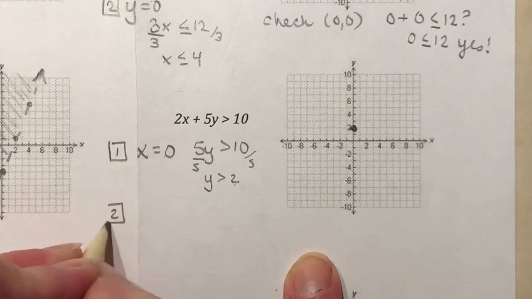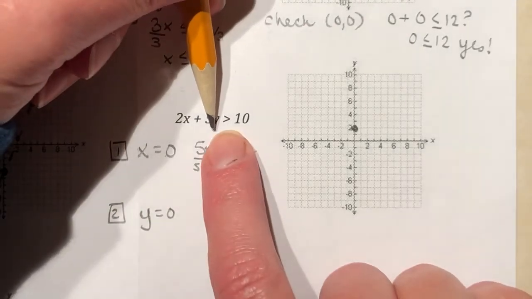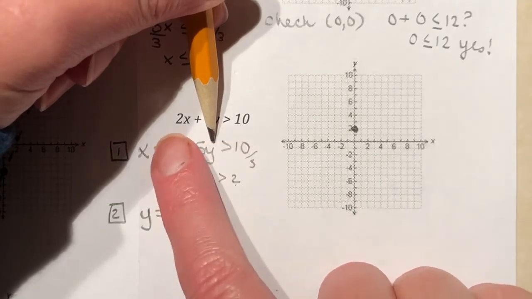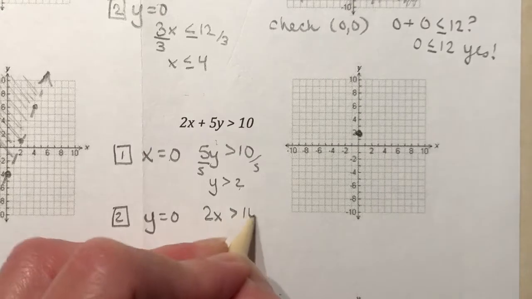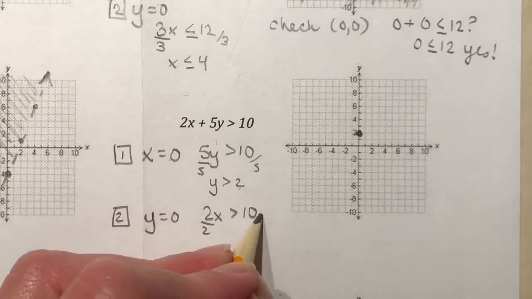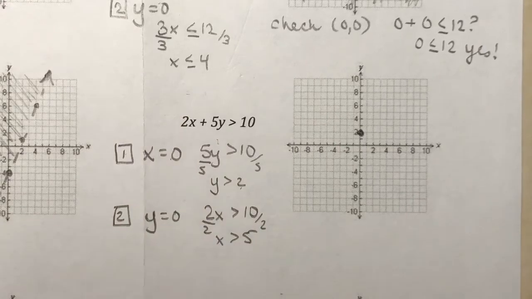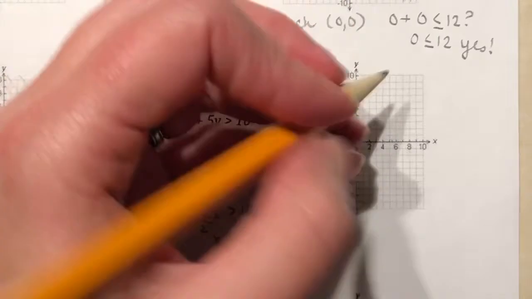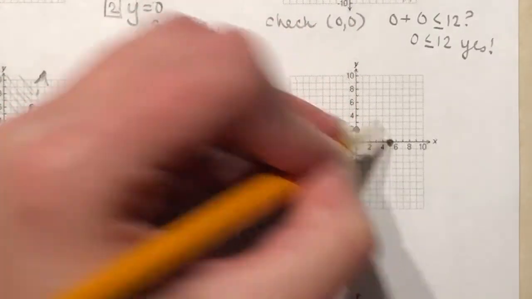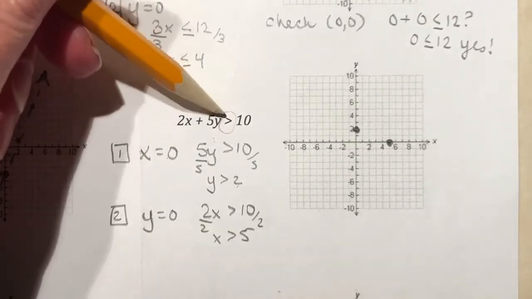Second point, y equals 0. I'm going to ignore this term right here, so I'm just going to cover it up. 2x greater than 10. Divide by 2, divide by 2. X is greater than 5. 1, 2, 3, 4, 5. I've got 2 points. I'm going to connect them with a dashed line.